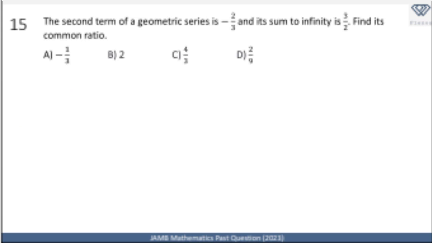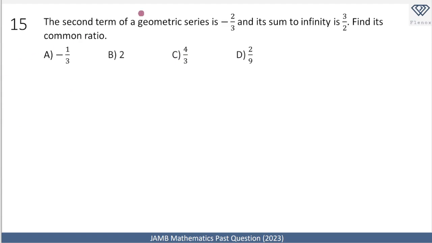Moving on to the next, we are told that the second term of a geometric series is minus 2 over 3, and the sum to infinity is 3 over 2. Find its common ratio. Now, from your geometric series, you know that the sum to infinity, S to infinity, the formula for that is given as A, which is the first term, over 1 minus r.